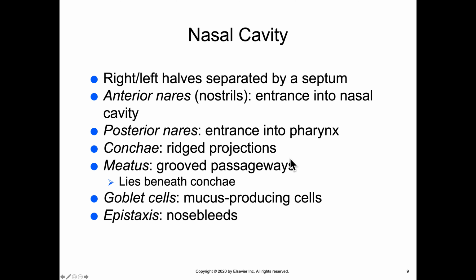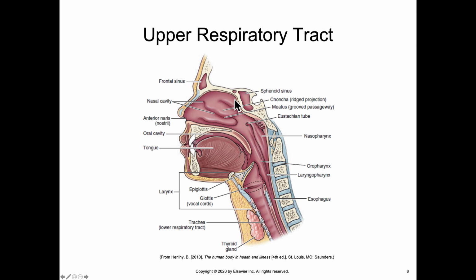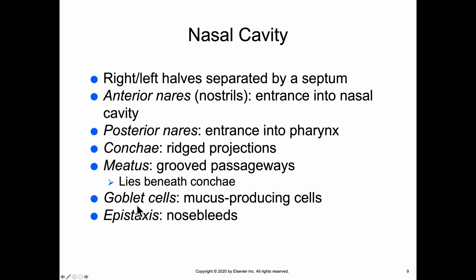The conchae, your ridge projections. The meatus is the passageway between the conchae. So the conchae are the actual ridges, and the meatus is the space that the air flows between them. There are goblet cells producing mucus, and then epistaxis. Epistaxis is a nosebleed.